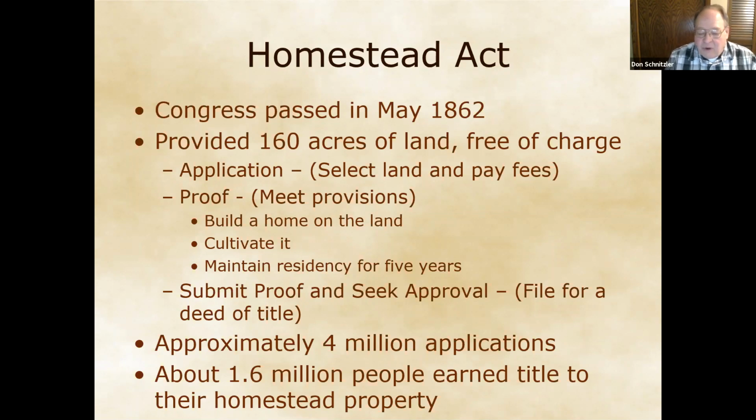Now, one of the things that's important to keep in mind is that there were approximately 4 million applications for homestead lands. But to prove the point that this is not an easy task for people, only about 1.6 million actually earned the title to the land. For some people, they didn't have the tools, couldn't raise the money to even get the application going, or once the application was made, to meet the requirements to improve the land. And so there were a number of reasons why homesteads failed, and you can see there were more failures than there were successes.